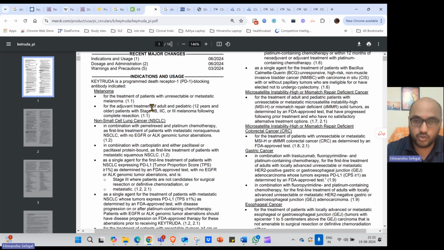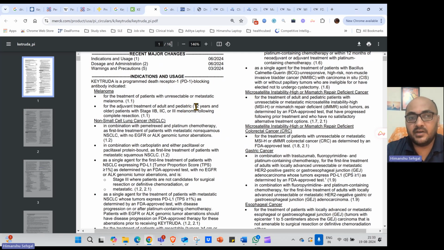Again, I'm not sure if you guys know about adjuvant, non-adjuvant, the line of therapies in oncology. I am going to take a session about line of therapies in oncology. But at this moment, let's just go with this. As an adjuvant treatment, again, it's a different line of treatment for adults and pediatric population.